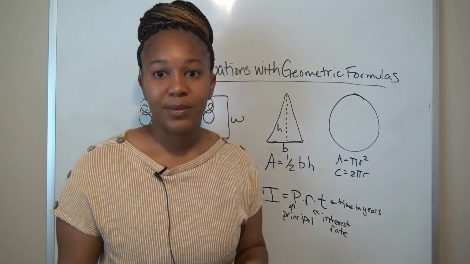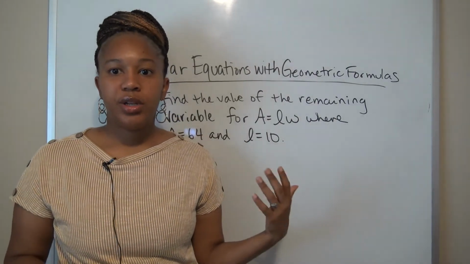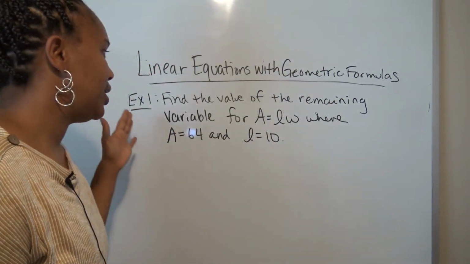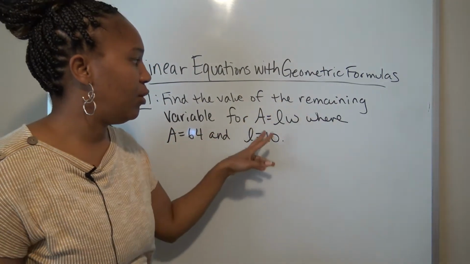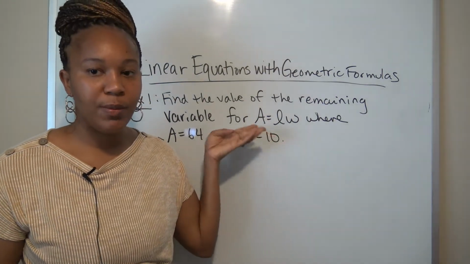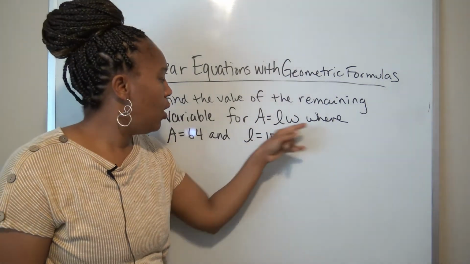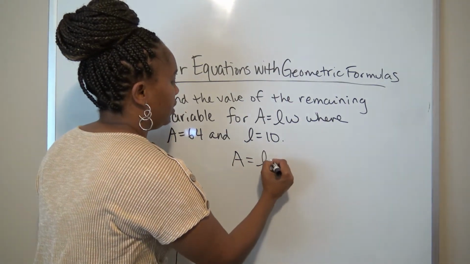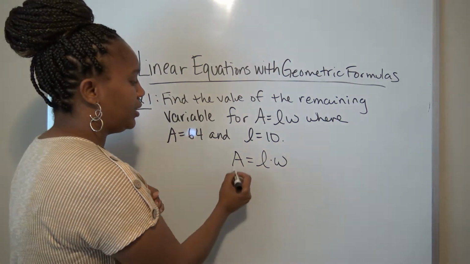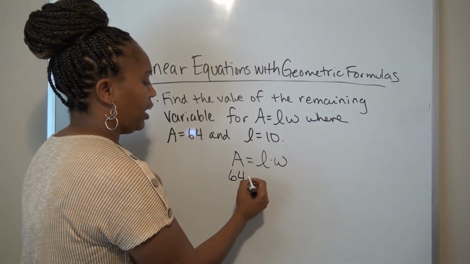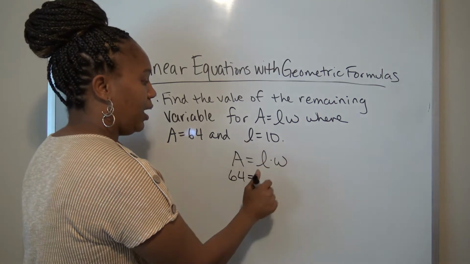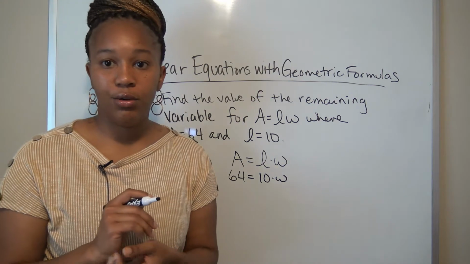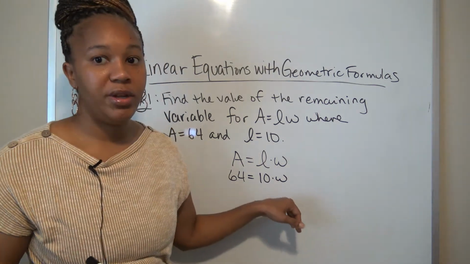So let's look at some examples. Example 1 is just going to give us a little bit of experience of how to manipulate these formulas. We want to find the value of the remaining variable for A equals L times W. Remember, this is the area formula for a rectangle, where A is equal to 64 and L is equal to 10. So A is equal to L times W. I'll replace A with 64, and I'll replace L with 10. It wants us to find the value of the remaining variable, which will be W, the width.